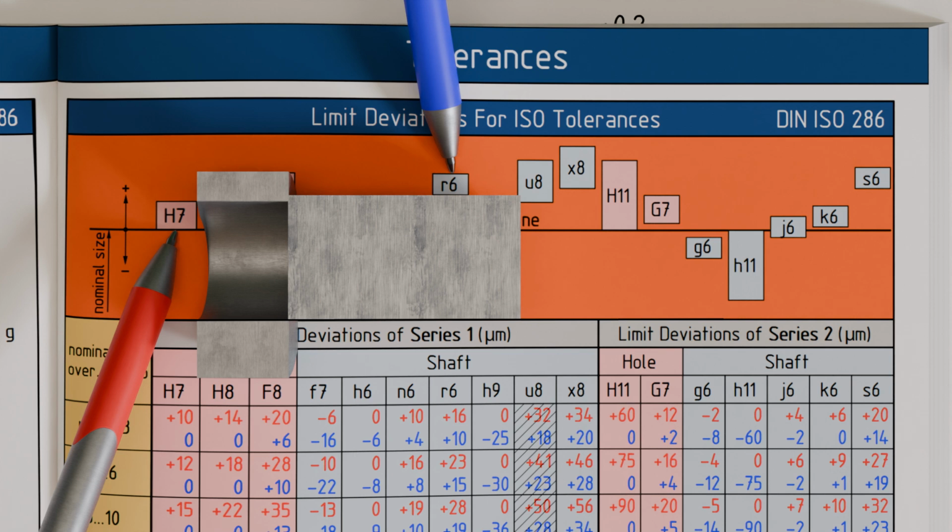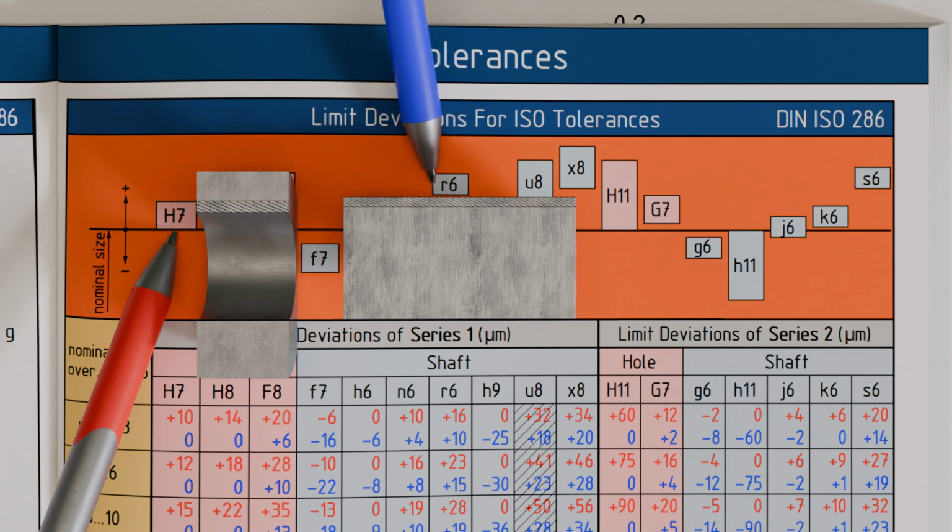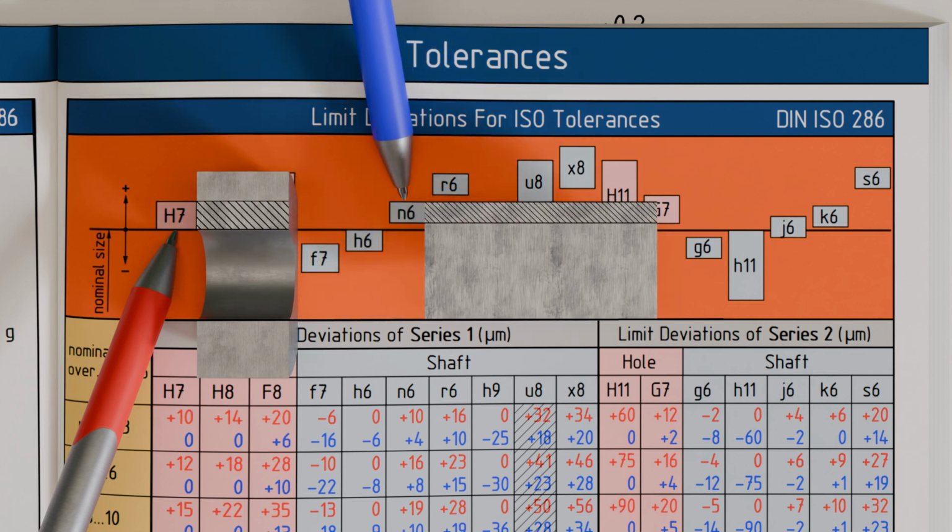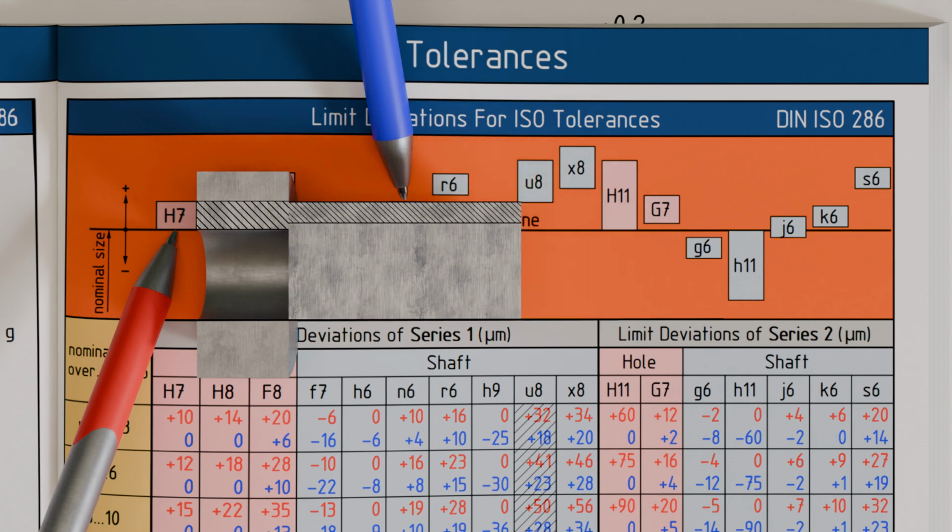The pin could also be manufactured with a tolerance grade N6. In this case, the tolerance zones overlap. In one extreme case, if we manufacture the pin just at the minimum size and the hole at the maximum size, there will be clearance between the components. In the other extreme case, if we manufacture the pin at the maximum size and the hole at the minimum size, there will be interference. Since the exact actual dimensions are not known before manufacturing, this is called a transition fit.